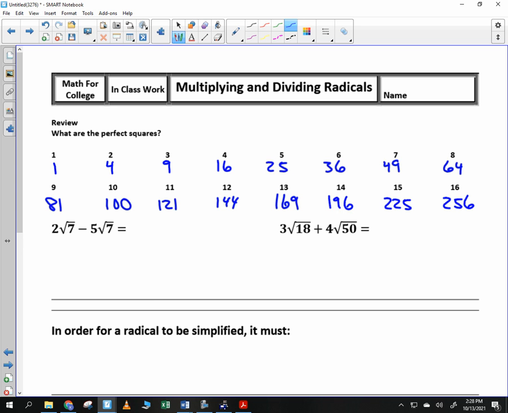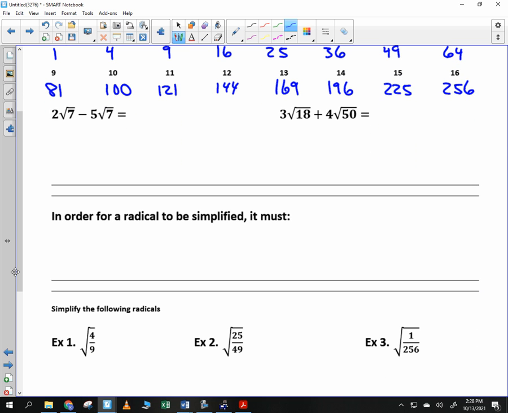And yesterday we talked about adding and subtracting radicals. Are we allowed to add and subtract 2 roots of 7 and 5 roots of 7? Yes, because the radicand is the same. And so we get negative 3 roots of 7.